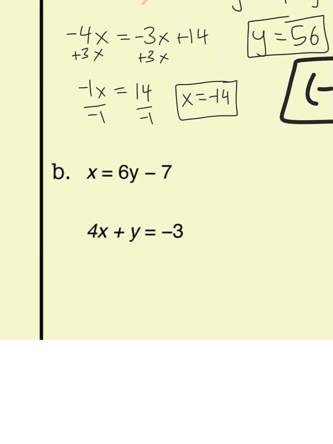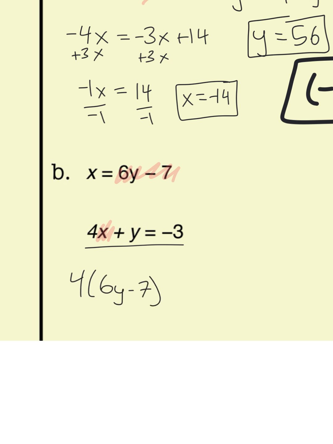All right, in the next example, I have x equals 6y minus 7, and then 4x plus y is negative 3. Because in this equation I already have x equals something, I'm going to take that something and plug it in for x. I'm going to substitute it for x. So I'm going to rewrite this equation, but instead of writing the x, I'm going to substitute 6y minus 7. So I substituted this for the x. I'm rewriting that second equation. So now I have 4 times (6y minus 7) plus y equals negative 3.